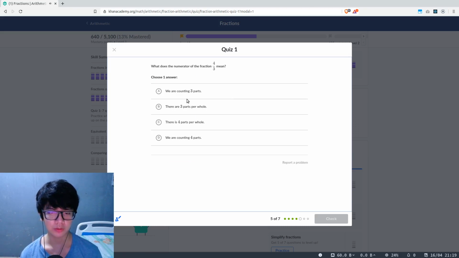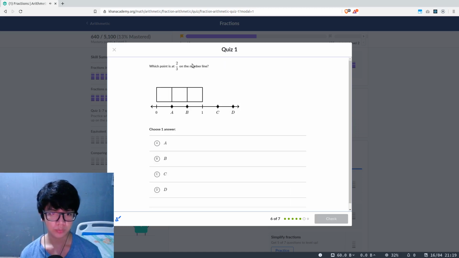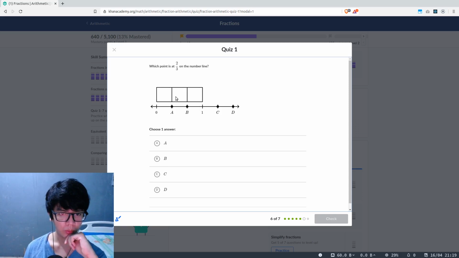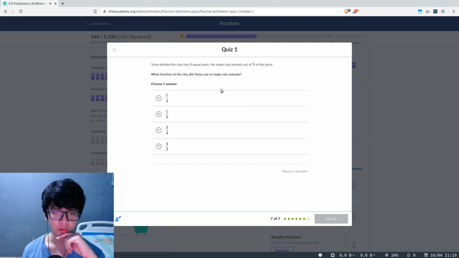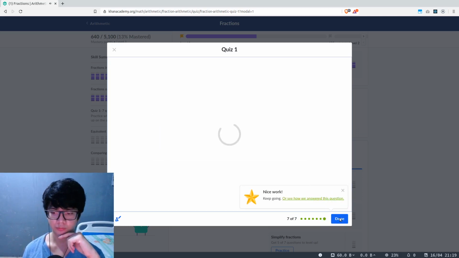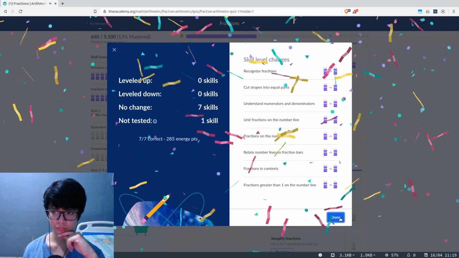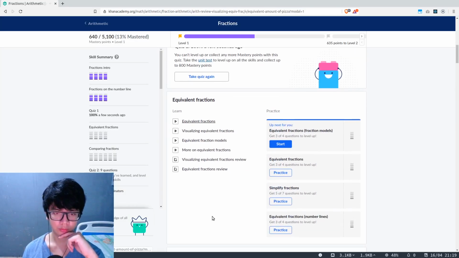What is the numerator of the fraction? Numerator of the fraction. We are counting 4 parts. Which point is at 2/3 on the number line? 2/3? Oh, it's B. Yuma divided his clay into 4 equal parts. He made clay animals out of 3 parts. What fraction of the clay did Yuma use to make clay animals? Oh, right here, folks. Okay, sick. I haven't made a mistake.